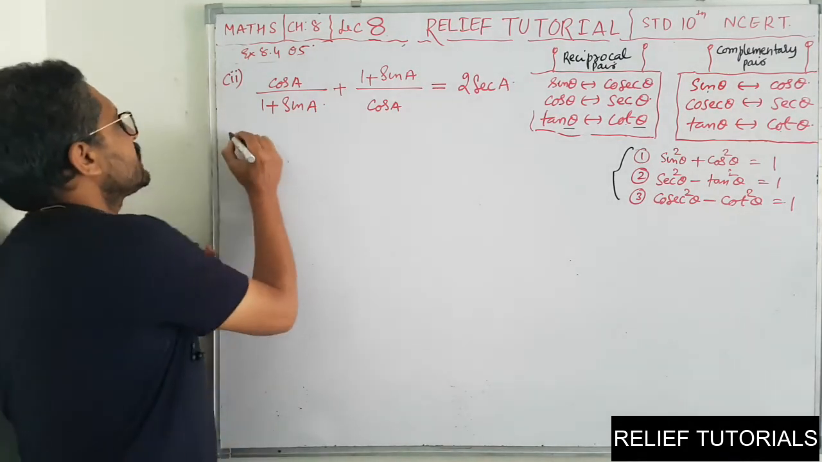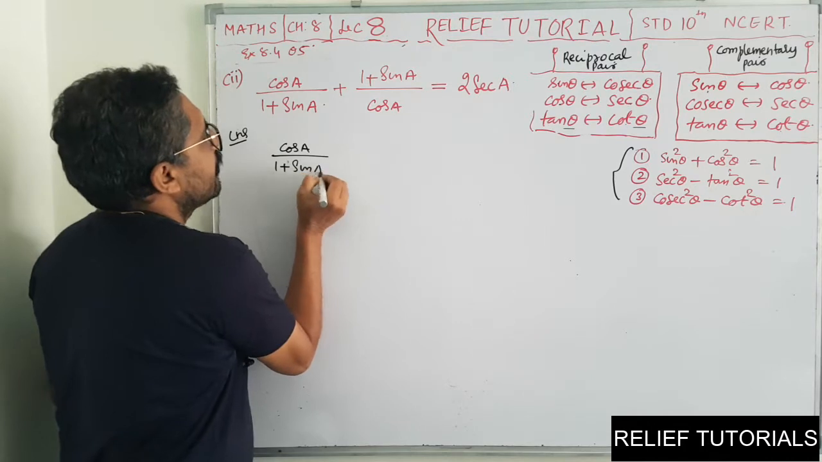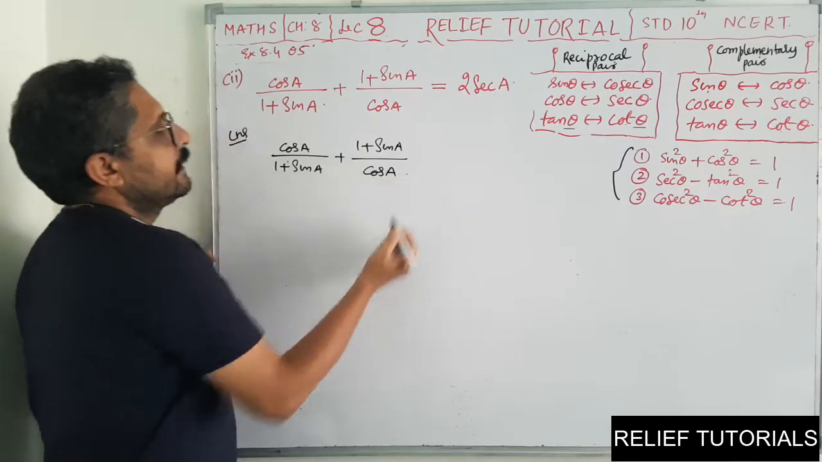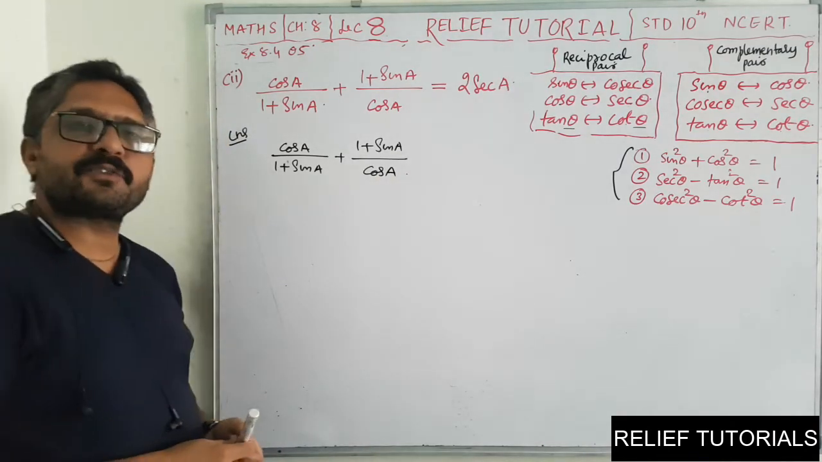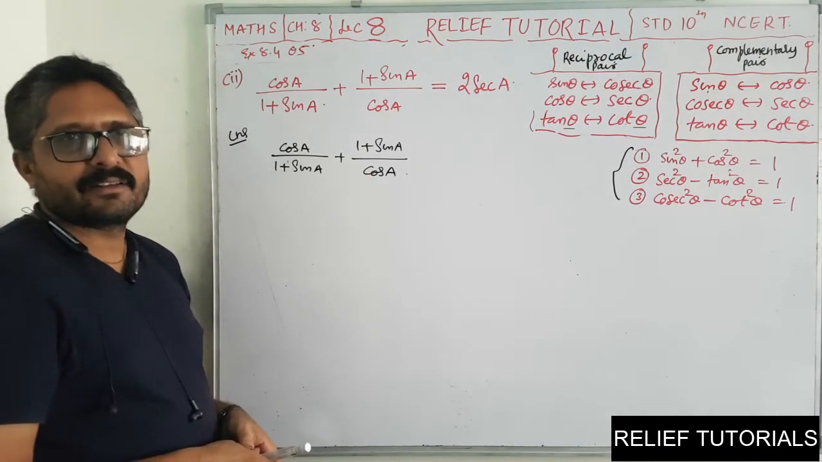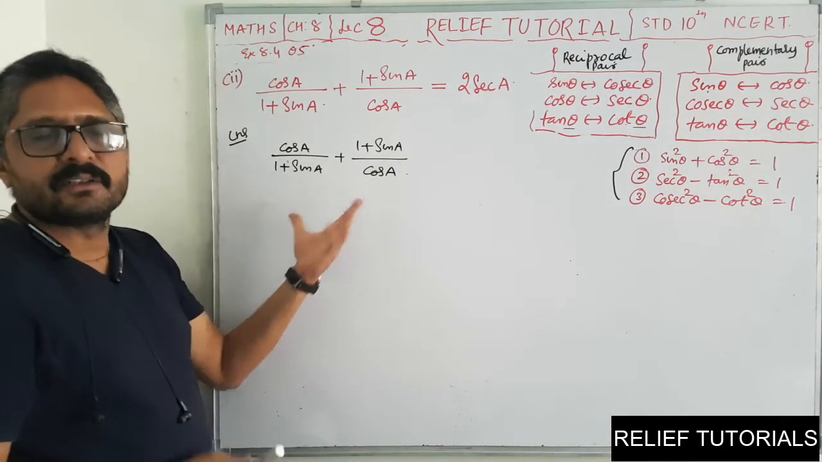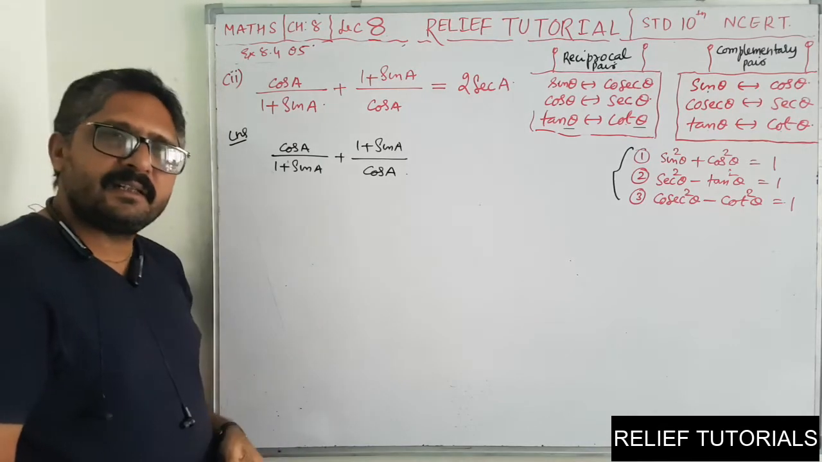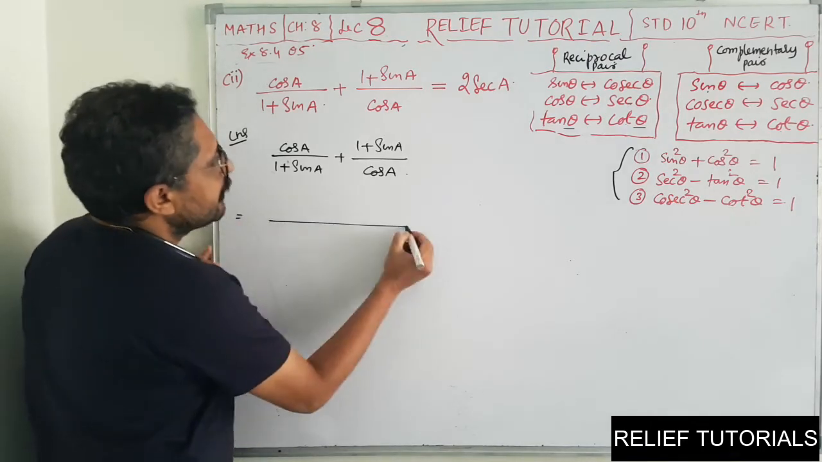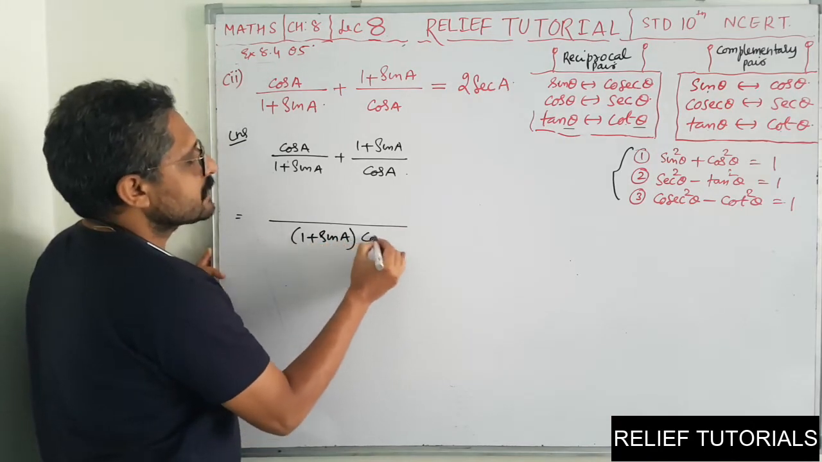Now first we write LHS. Our first rule was to convert the given ratios into sine and cos. But here the ratios are already sine and cos, so we cannot convert further. So the second thing is to think algebraically and keep RHS in your mind. Algebraically I can take the LCM. So the LCM is (1 plus sine A) into cos A.